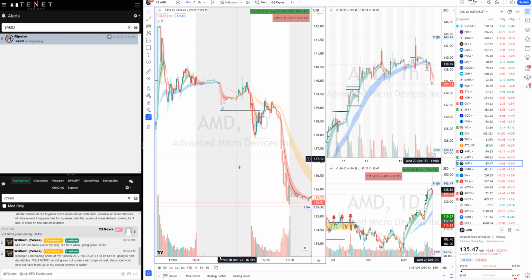So the point I'm trying to make is nobody longed AMD today. That's what I said right at open. And if you shorted, you made money. So that's why you need to identify the trend. What is the trend for the day?